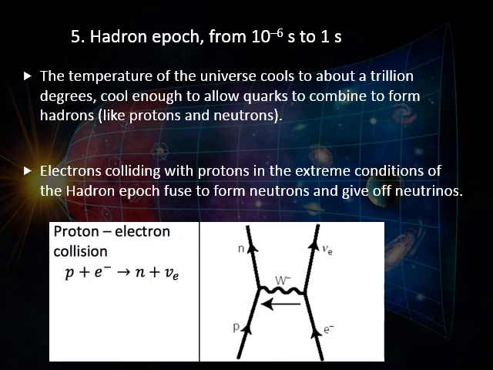So you can see here from this interaction, the proton-electron collision, that means a proton collides with an electron and produces a neutron and a neutrino. This is the Feynman diagram for this reaction.